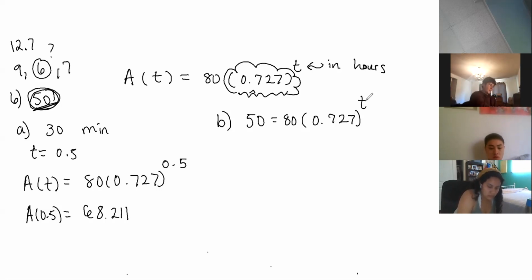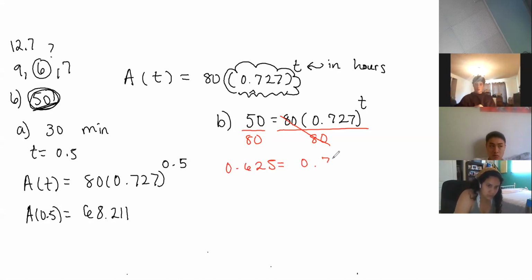What would I divide both sides by? Was it 50 or 80? 80, because I'm trying to get the variable by itself. So what's 50 divided by 80? Anybody have it? 50 divided by 80? Was it 0.625? 0.625 equals 0.727 raised to the T power.